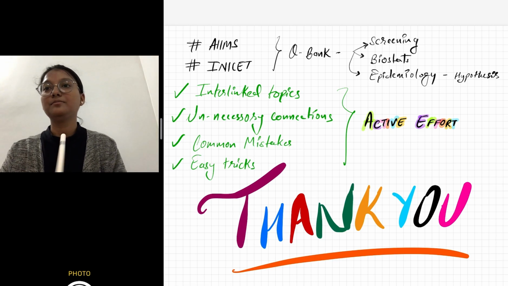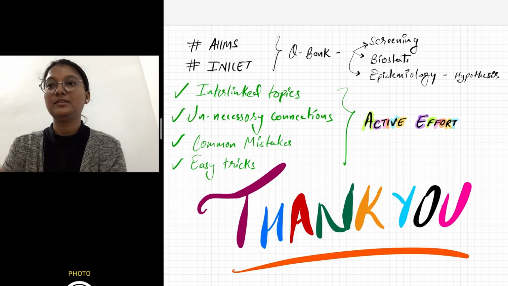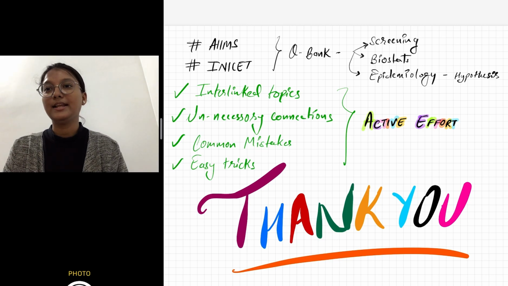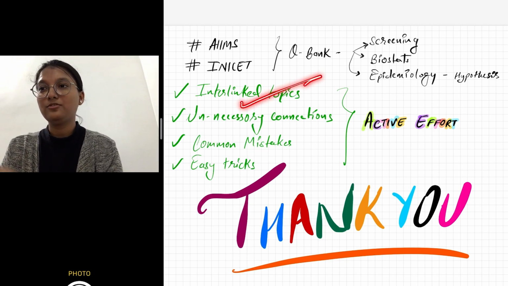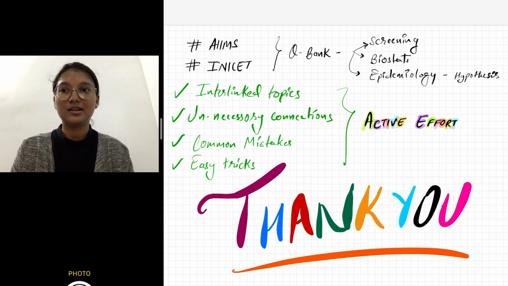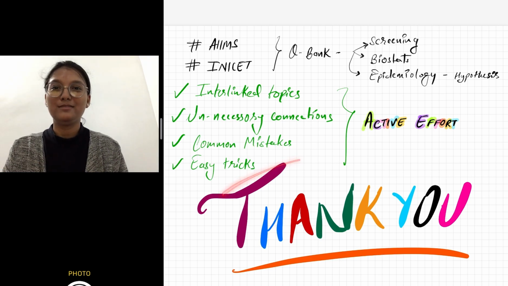So these are the topics. You have to make sure that you make questions using hashtag AIIMS or INICET from any question bank of these three areas, and you have to note the interlinked topics, and you don't have to make unnecessary connections between the topics, and you have to know your common mistakes and a few tricks to remember.